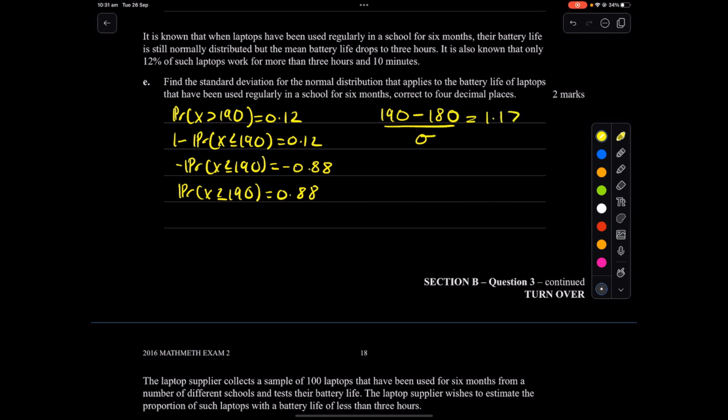So let's just write this. So that's 1.17, and so σ is your standard deviation. To 2 decimal places, that's 8.5107.